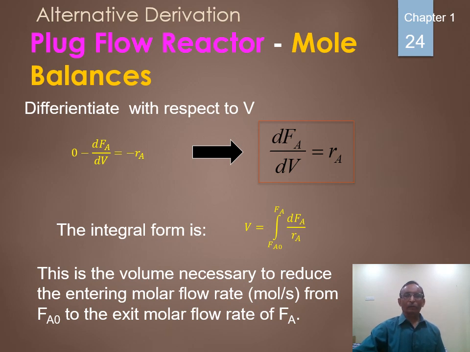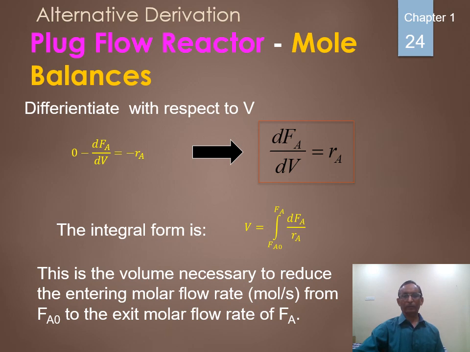So we are going to get dFA by dV equal to Ra. Therefore V is equal to the integral from Fa0 to Fa of dFA by Ra. Here we have the integration. In the plug flow reactor, we integrate to find the area under the curve of 1 by Ra to get the volume. This is the volume necessary to reduce the entering molar flow rate from Fa0 to the exit.